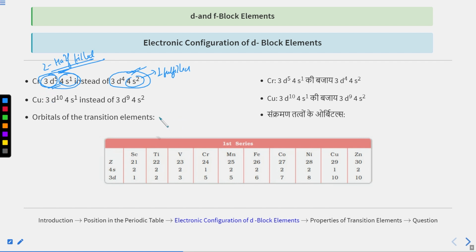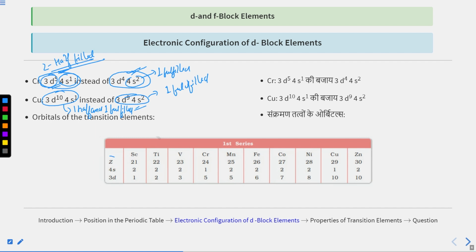Next, we can have copper. Copper should have followed the above principle and formed this kind of electronic configuration. Again, we will see this type. Why? Because this one has only one fully filled orbital, but in this case, we have one half filled and one fully filled. Clear? Okay.